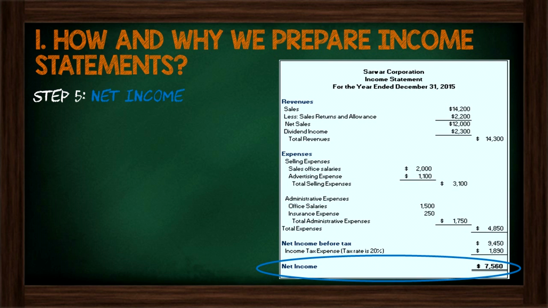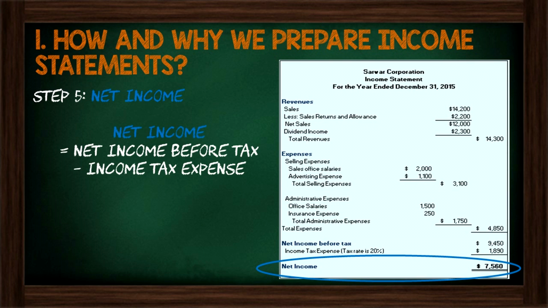So the final step here is just to calculate net income. All we have to do is take our net income before tax and subtract our income tax expense. Very, very straightforward and simple. So we take our net income before tax, which is $9,450, subtract our income tax, which is $1,890, and we arrive at our net income of $7,560. And that's basically how you do a basic income statement.